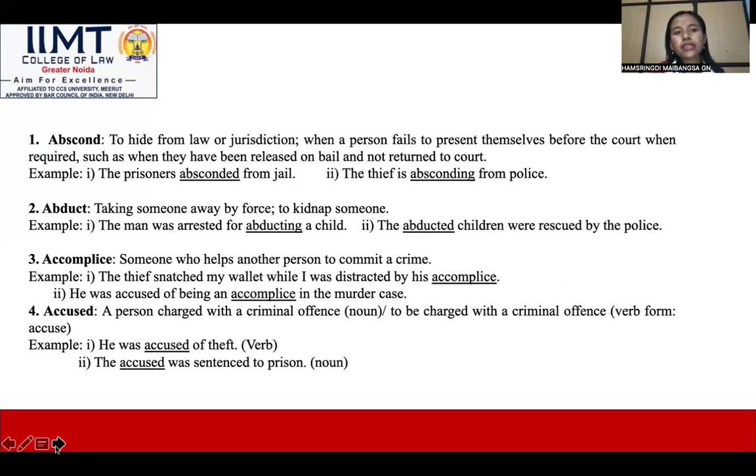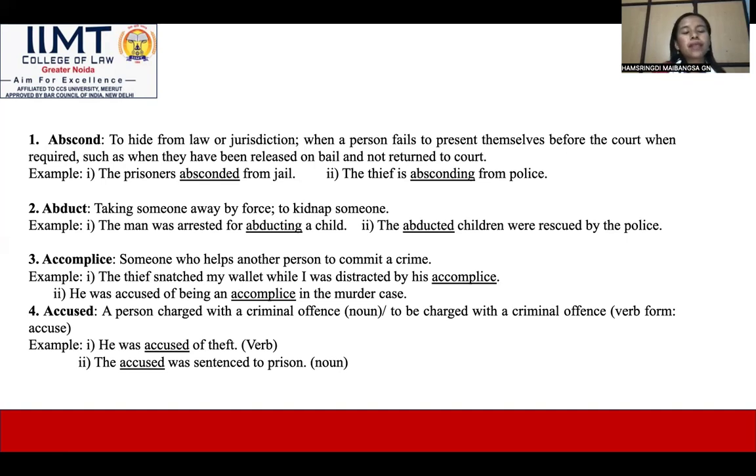So the first word is abscond. Abscond means to hide from law or jurisdiction. When a person fails to present themselves before the court when required, such as when they have been released on bail and not returned to court.